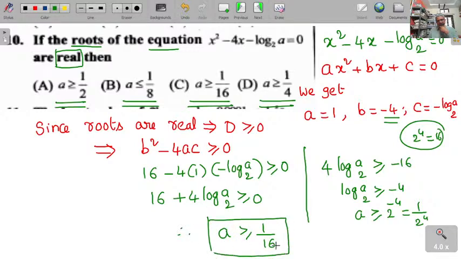A must be greater than or equal to 1 by 16 so that this quadratic equation possesses real roots. So this C option is the right option.